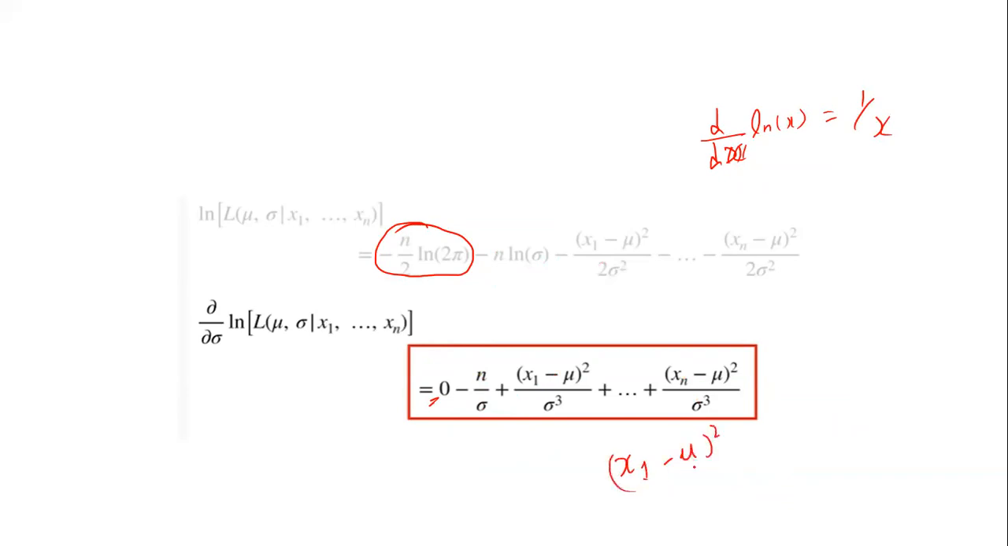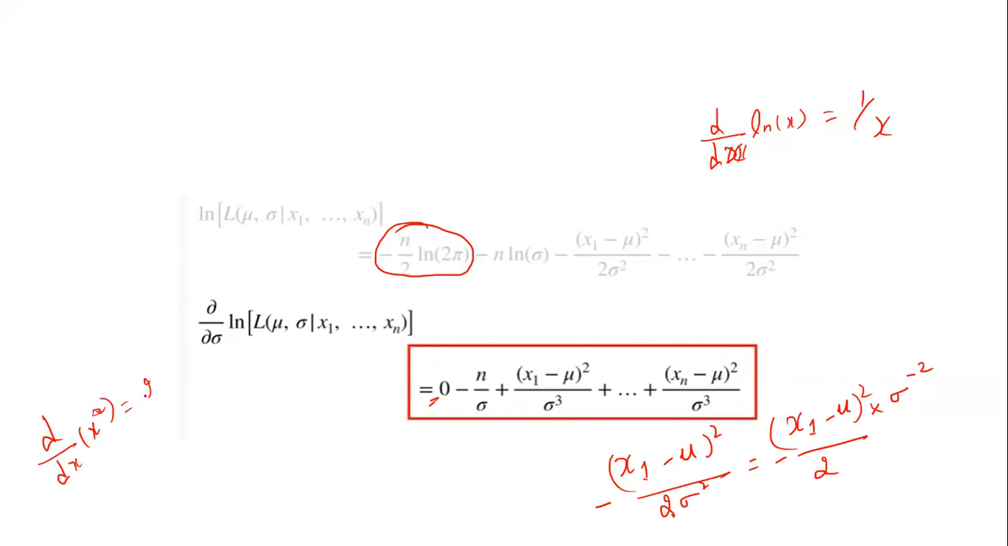x1 minus mu the whole square divided by 2 sigma square, with a minus. For this, we have to take the derivative with respect to sigma. Before taking the derivative, let us simplify this: x1 minus mu the whole squared, minus, let us bring the sigma to the top, so sigma to the power minus 2. The derivative of x squared is 2x. Basically the derivative of x to the power n is n into x to the power n minus 1.